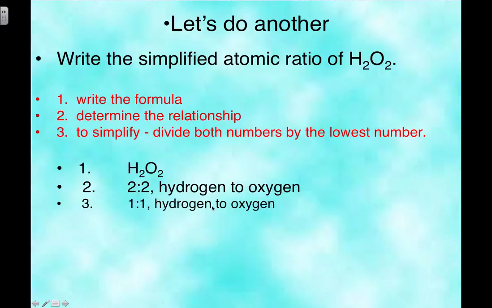And then we come down here to simplify, we would divide both numbers by the lowest number, which is 2, and we would see that there's actually a 1-to-1 hydrogen to oxygen. Hydrogen must always come first, as you know. Hydrogen to oxygen ratio. That just means that in hydrogen peroxide, for every 1 hydrogen you have to have 1 oxygen. Okay?